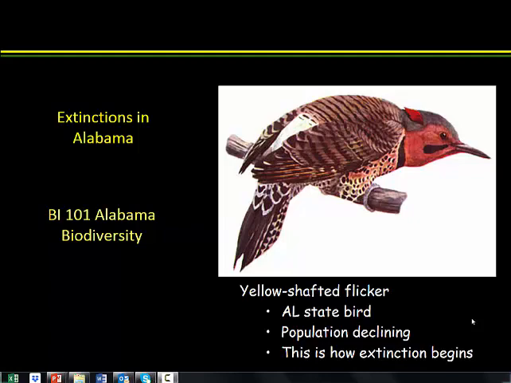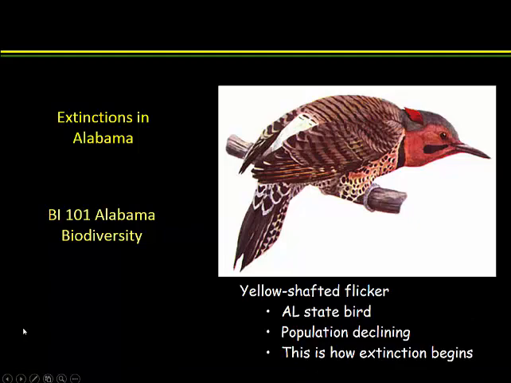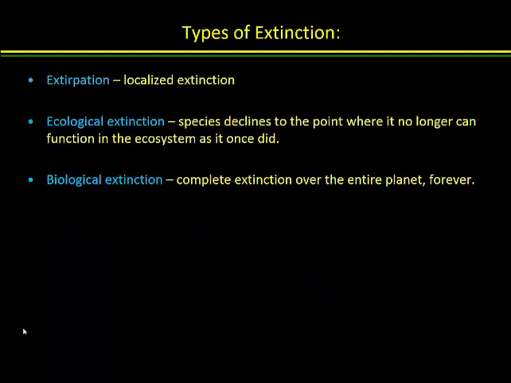And I just bring this up to illustrate that this is how extinction begins: populations that are doing fine gradually start losing ground, and numbers go down and down and down until something finally knocks them out completely. We're going to explore some other scenarios and other examples of this as we go along, but first we need to cover some terms.